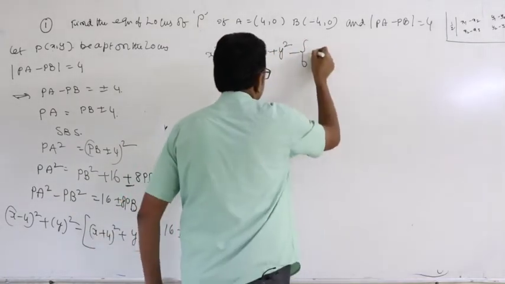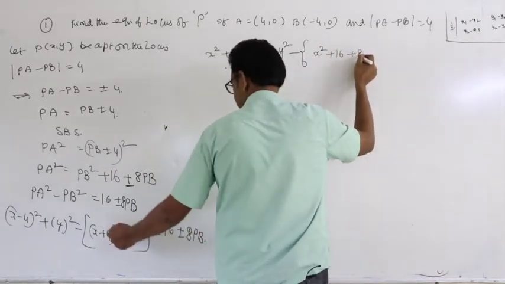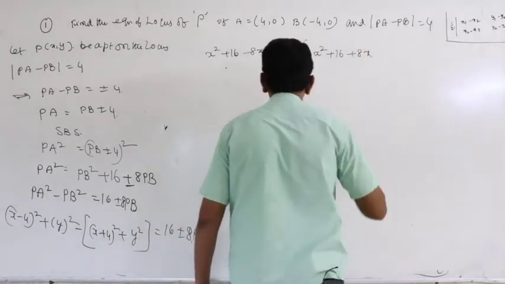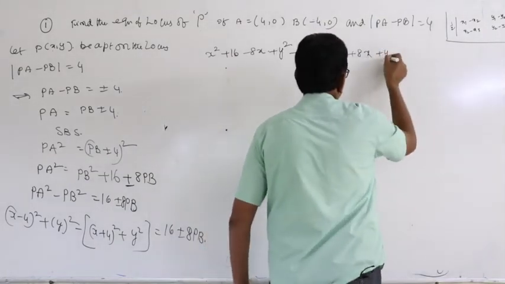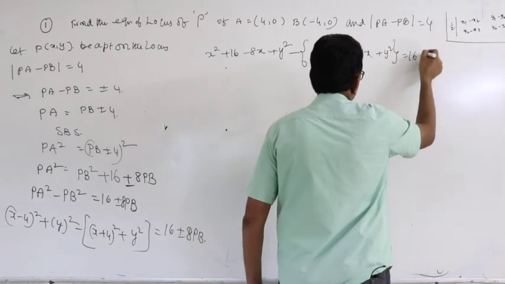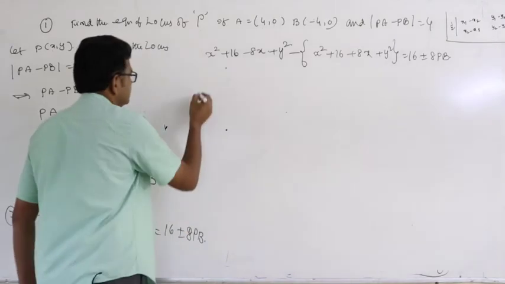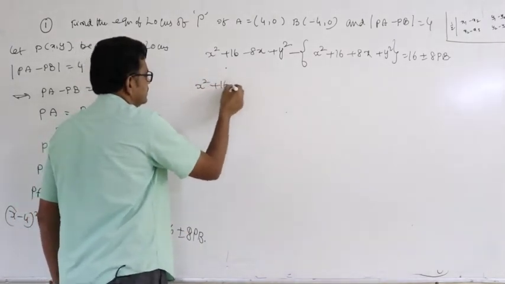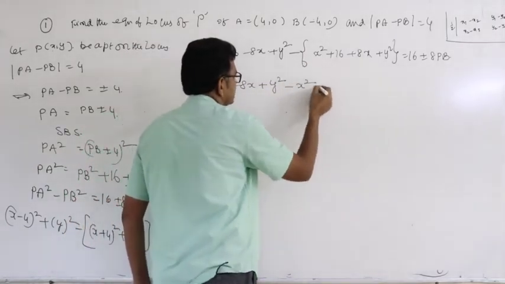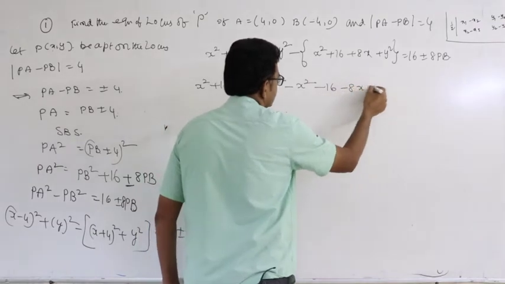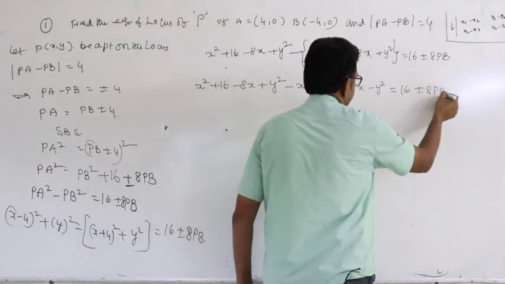Minus of this is x square plus 16 plus 8x plus y square, equal to 16 plus or minus 8PB. Now it is x square plus 16 minus 8x plus y square, multiplying with minus: 16 minus 8x minus y square, 16 plus or minus 8PB.